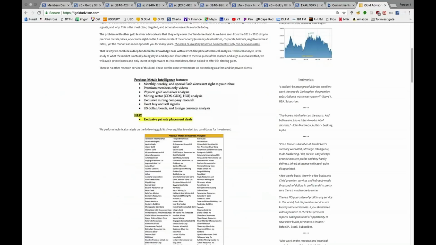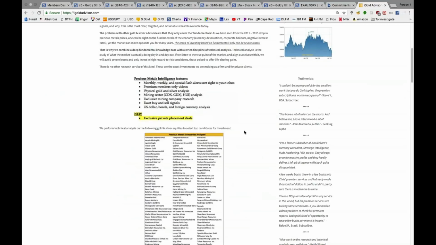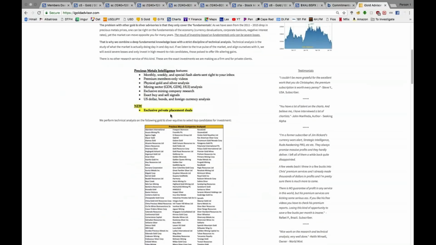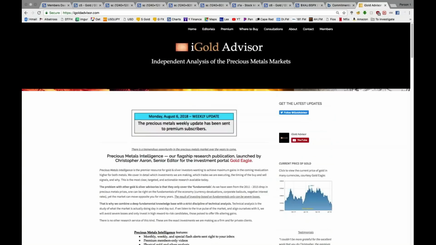So we do cover, there's flash alerts that go out. We do cover everything. We do private placements as well, which are a more targeted form of analysis, of investments in the small junior sector. But yeah, they can check it out if they want, iGold Advisor. And just know that I take no funds from any of the companies or anything that I profile. I'm entirely subscriber supported. Yes, you're not an investor relations guy, pumping stocks because you've got restricted or free trading. Correct. It's just not my model.